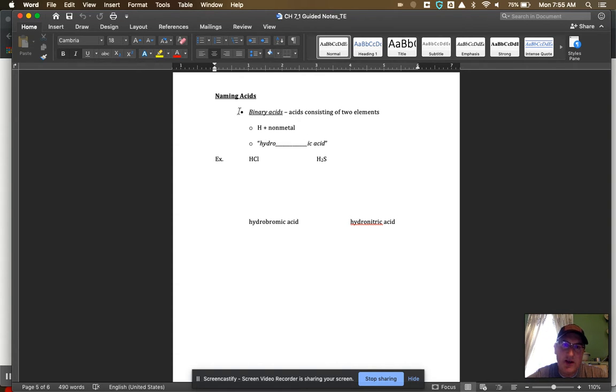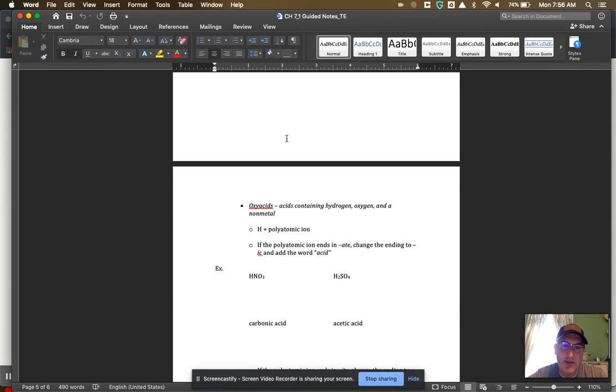With acids, the one thing you should know is that anytime a substance or compound begins with H, it's going to be an acid. So if it begins with hydrogen, it's going to be an acid. And there's two types. The first type is when you have just H with a non-metal, like Cl or F or Br or S or N, anything like that. That's called a binary acid.